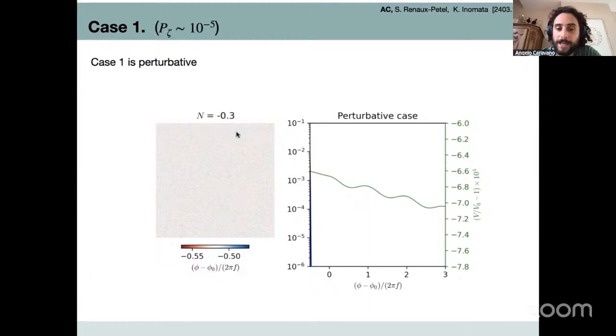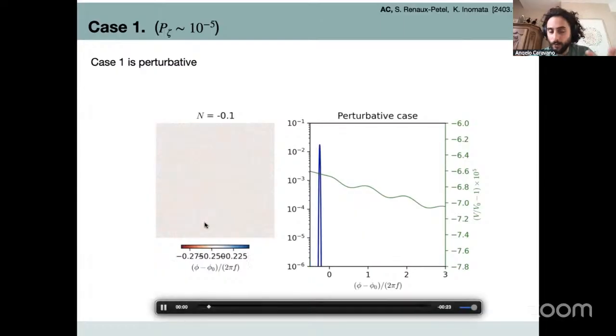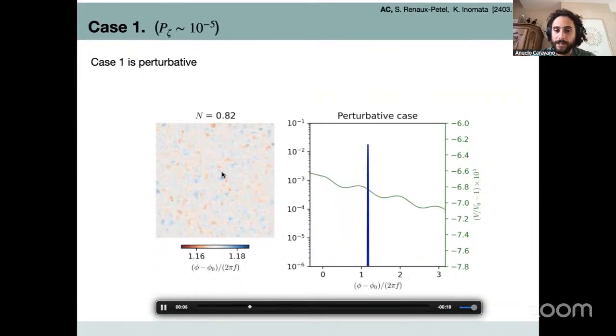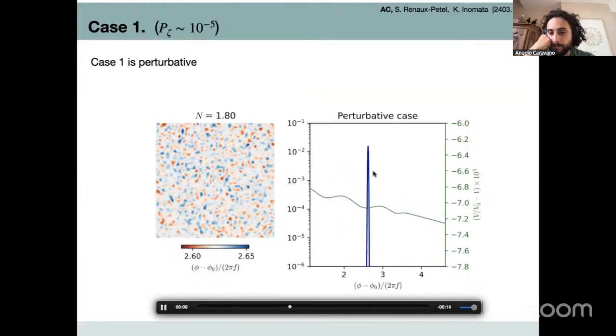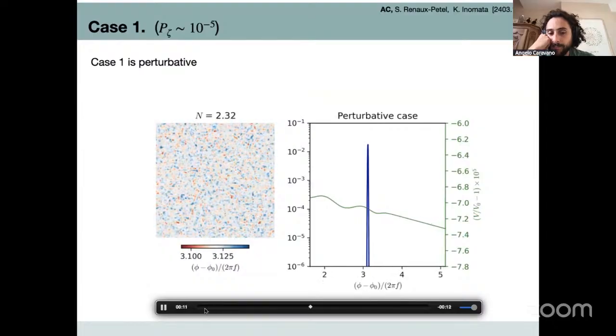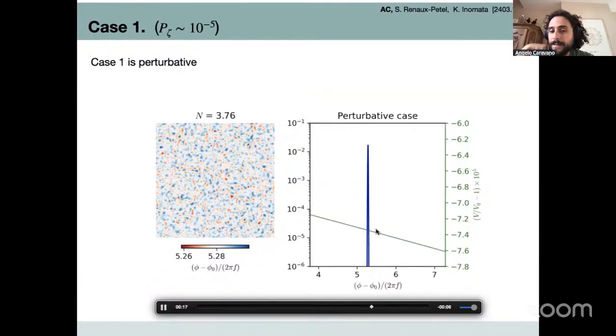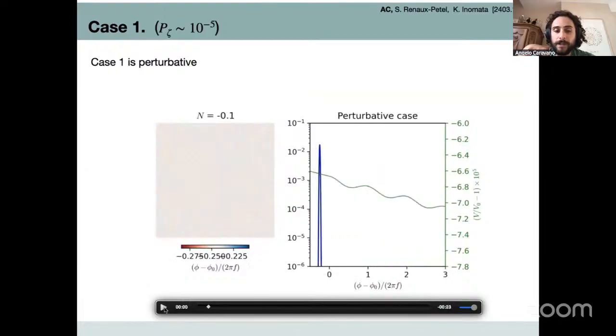Now, I will show you a movie, there's going to be no plot. On the left is a two-dimensional snapshot of the inflaton field evolving with time. N is the number of e-folds. And on the right, you see the distribution of the values of the inflaton in this universe. This is basically a PDF, a probability distribution function, a histogram of values of the inflaton across this box.